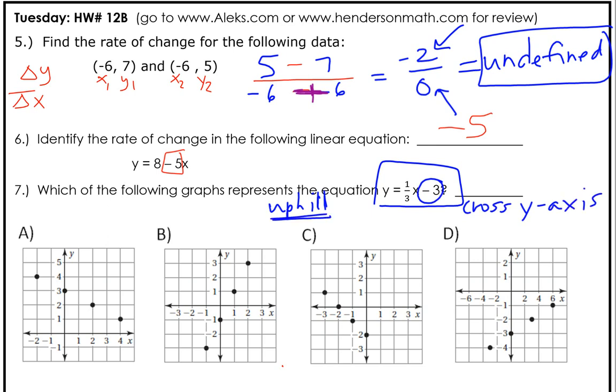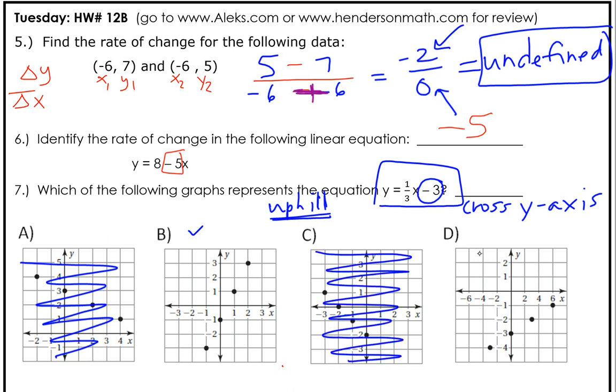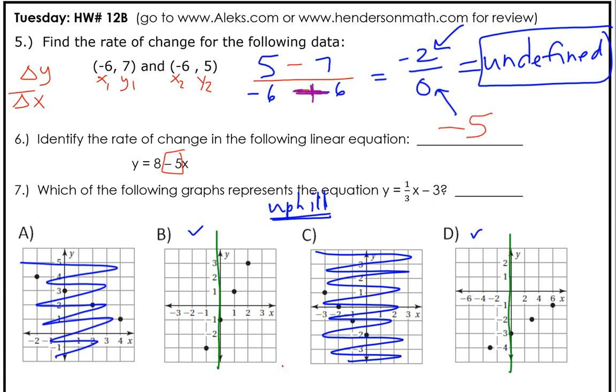All right, first check. I need an uphill line, or uphill data points. This, not uphill. This one, yep, that's uphill. This one, not uphill. This one, that's uphill. So I'm down to 50-50. Let's use our second rule. Y-intercept of negative 3. Well, if you have a y-intercept of negative 3, you cross the y-axis at negative 3. And this is the only one that does.